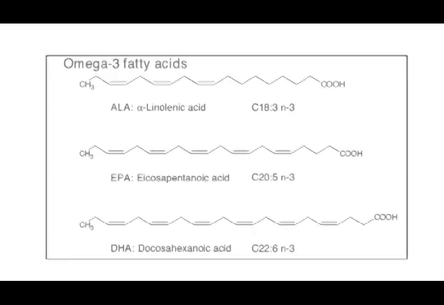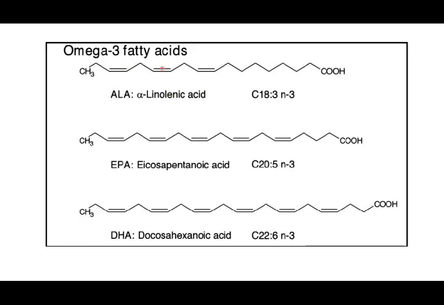Now, if you check the different omega 3 fatty acids, these are the very famous examples: alpha linolenic acid, eicosapentaenoic acid, docosahexaenoic acid, and so on. All these are omega 3. You can see that this is the first carbon, this is the second carbon, and this is the third carbon. All the chains have double bonds starting from the omega 3 carbon. That is why they are classified under omega 3 fatty acids.